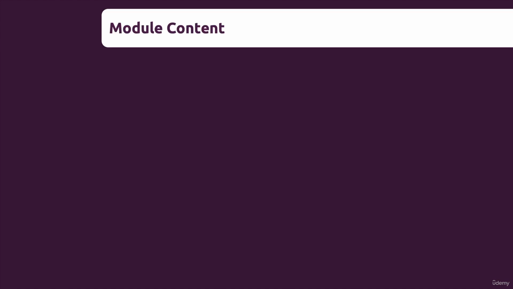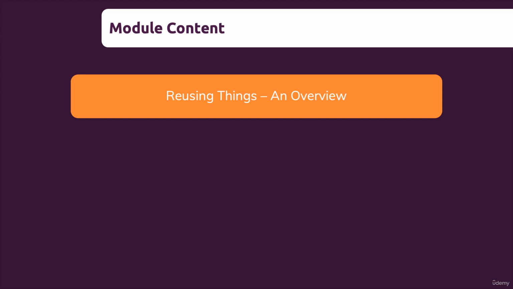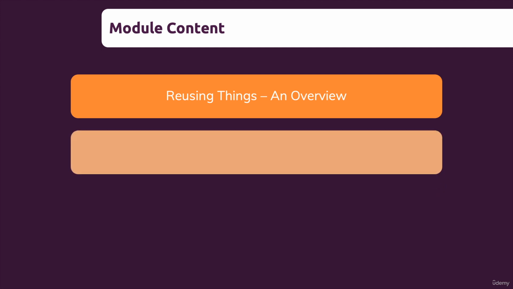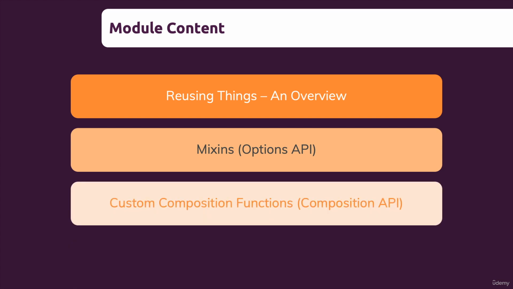To be precise, we'll dive into a general overview of reusing things in Vue apps and which different concepts we have when it comes to that. And we'll then explore two main strategies for reusing code across components. And that will be mix-ins for the options API and custom functions or custom composition functions when using the composition API. So let's dive in and let's explore our options here.